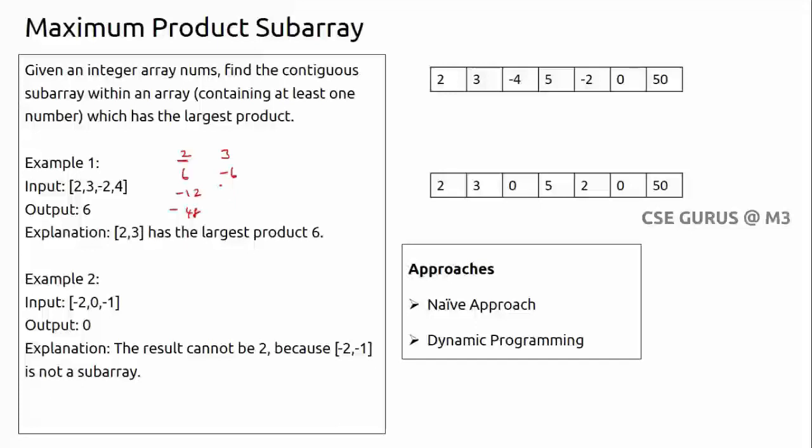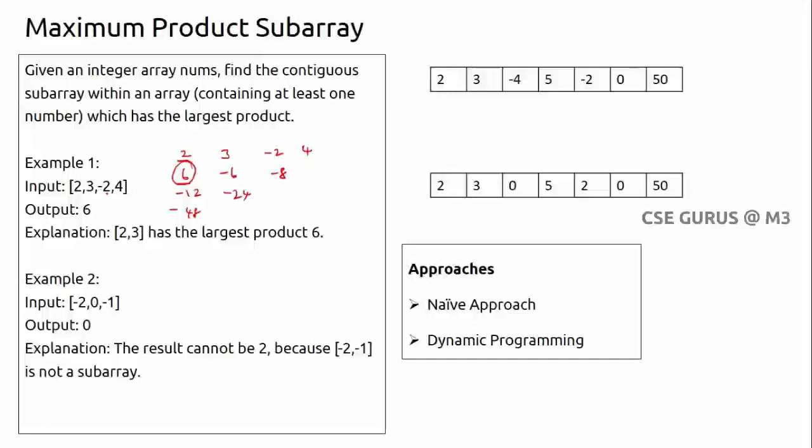Yeah, like this 3 into minus 2 is minus 6, and 3 into minus 2 into 4 is minus 24. Maybe you can take minus 2, and next minus 2 into 4, which is minus 8. Now you can take the last element 4. So like this you may have all the values. What is the maximum product that you can get? The answer will definitely be 6, the maximum value.